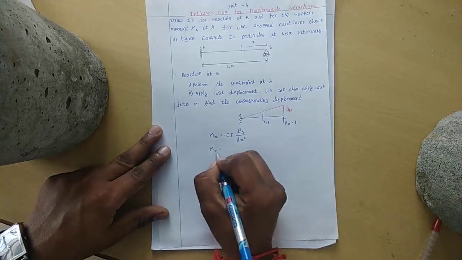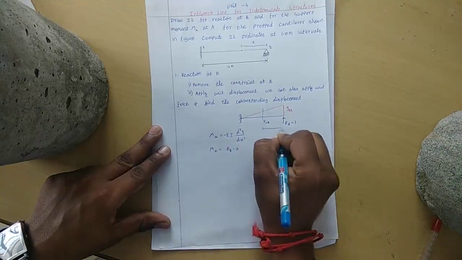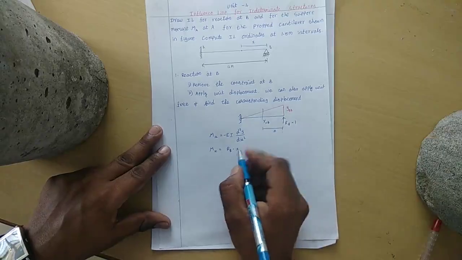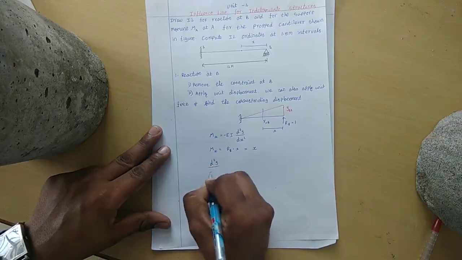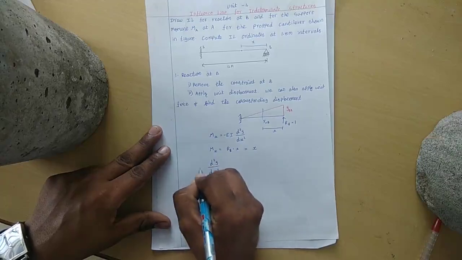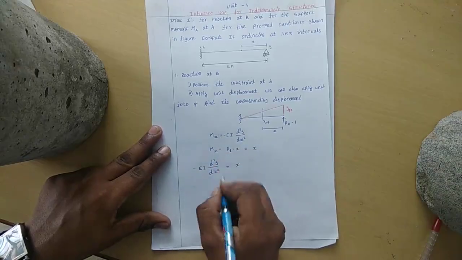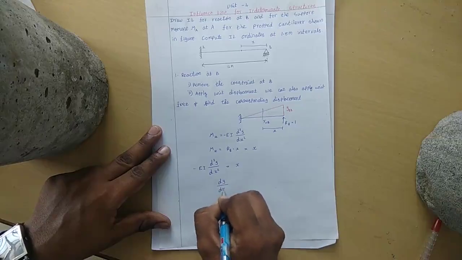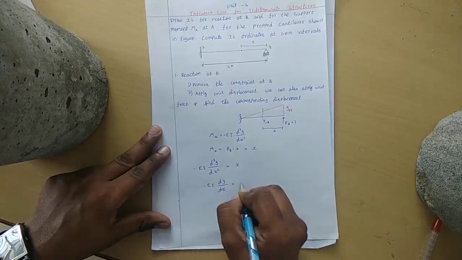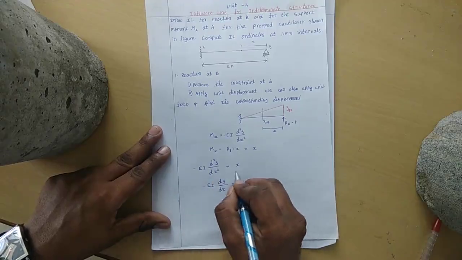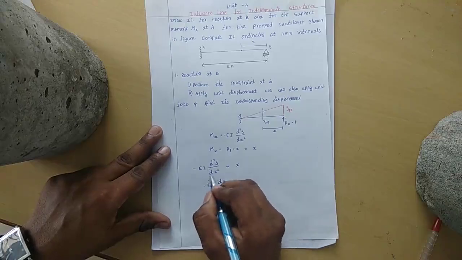Mx will be equal to RB into x, because I am finding the value at this point. Since the RB value is 1, we can take it as x. So EI d square y by dx square is equal to x, with a negative sign. What I have done is the differentiation, not differentiation, I said it wrongly. We are doing the integration.